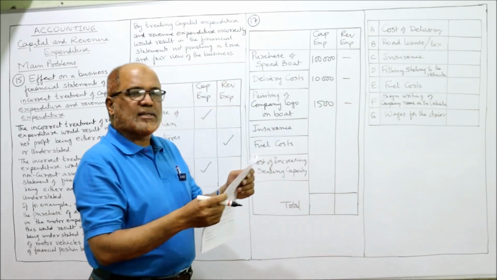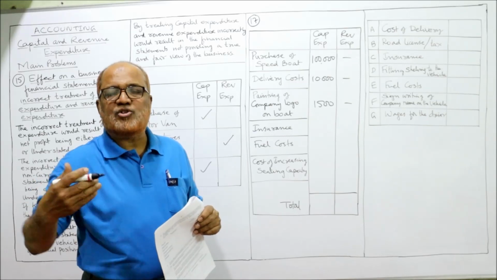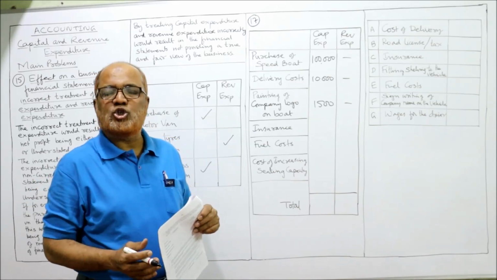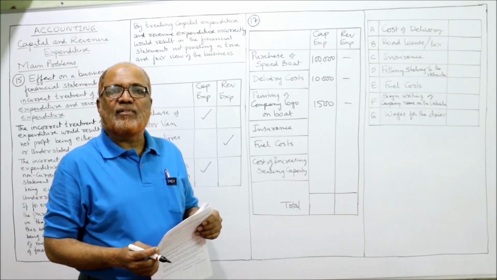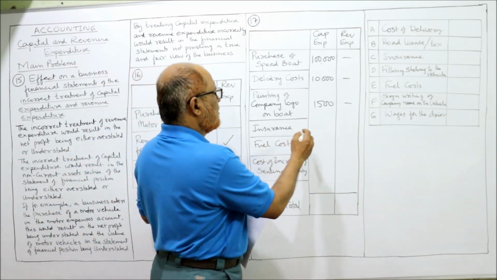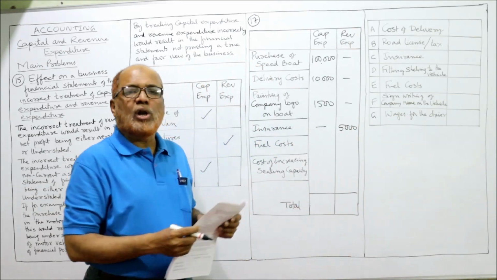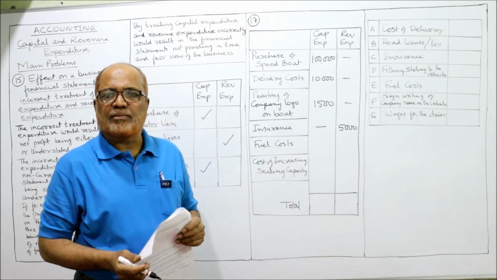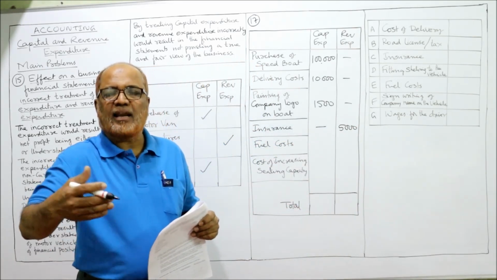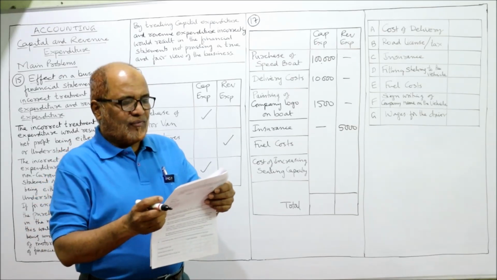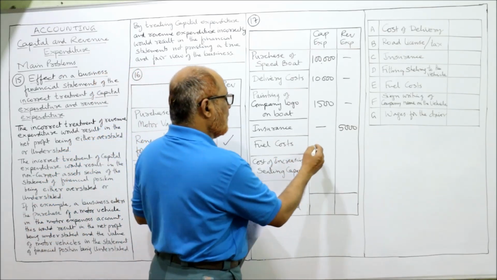Next comes insurance. Insurance is a recurring expenditure. Again and again we have to pay insurance. So insurance is a revenue expenditure, 5,000. Fuel cost. It's a revenue expenditure. It's a recurring one. Again and again we have to put the fuel. So fuel cost of 12,000 is a revenue expenditure.